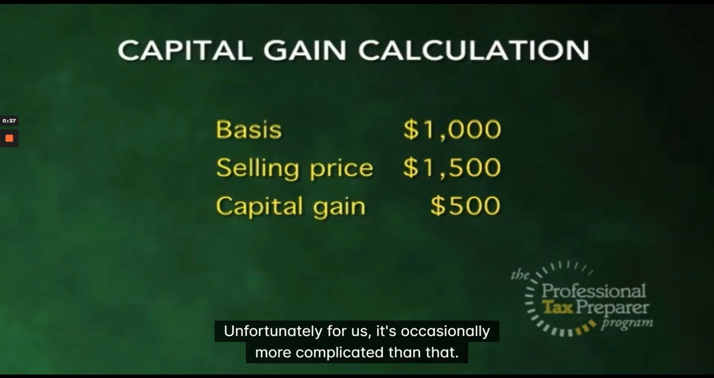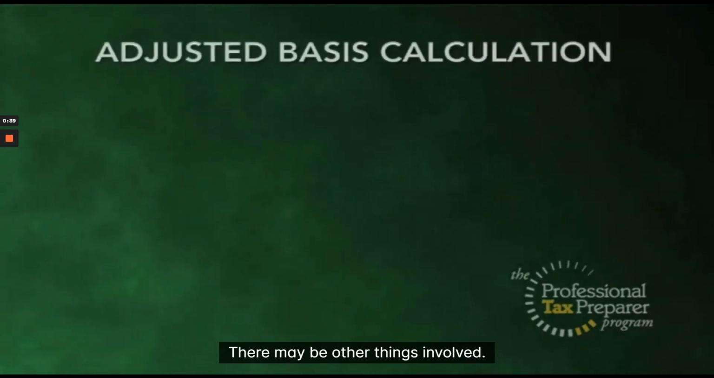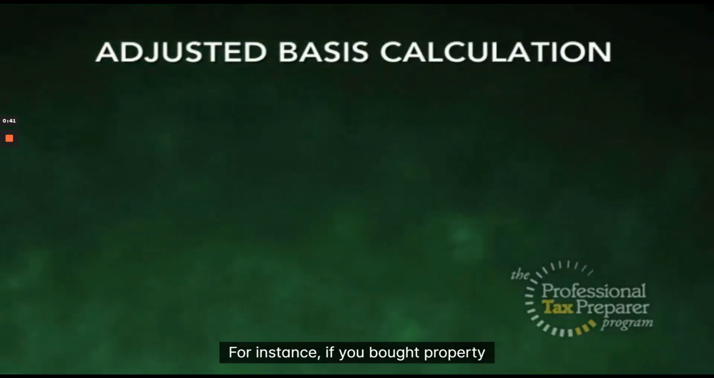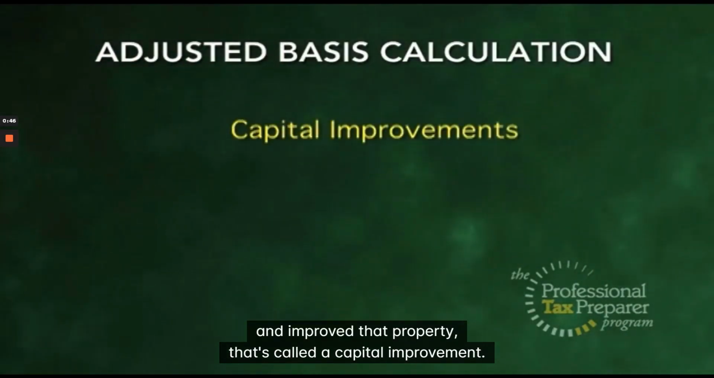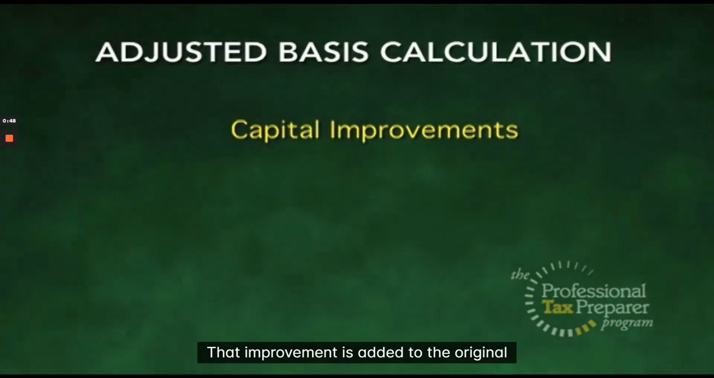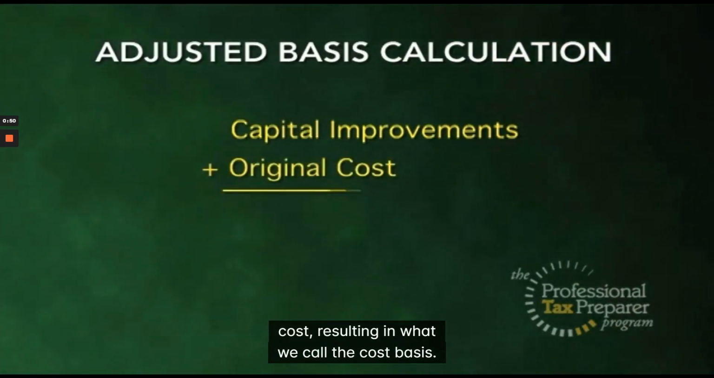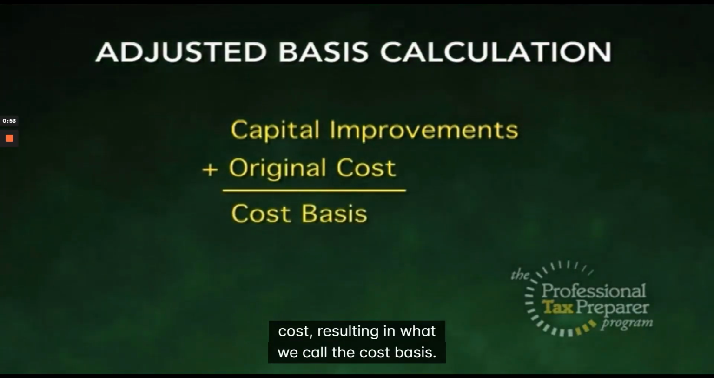Unfortunately for us, it's occasionally more complicated than that. There may be other things involved. For instance, if you bought property and improved that property, that's called a capital improvement. That improvement is added to the original cost, resulting in what we call the cost basis.